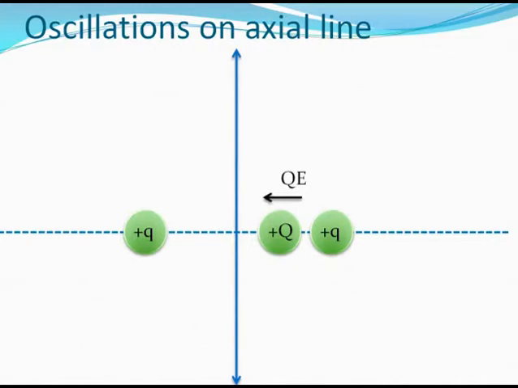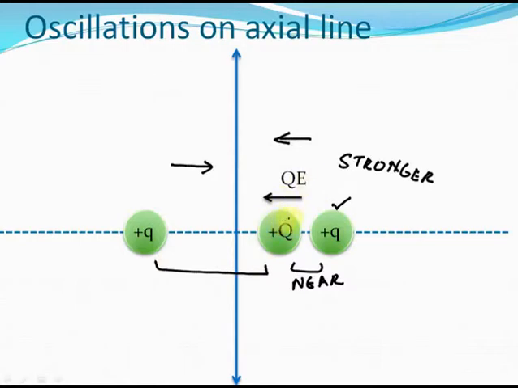The force will act towards the left because this particular particle here will exert a force towards the left on this positive capital Q charge. That's because charges of the same sign repel each other. Similarly, this plus Q charge will exert a force towards the right on this plus capital Q charge, but the force due to this plus small q charge on the right will be stronger than the force because of the plus small q charge on the left. That's because this charge is nearer, isn't it, than this particular charge. So the net force on this plus capital Q charge will be QE towards the left.